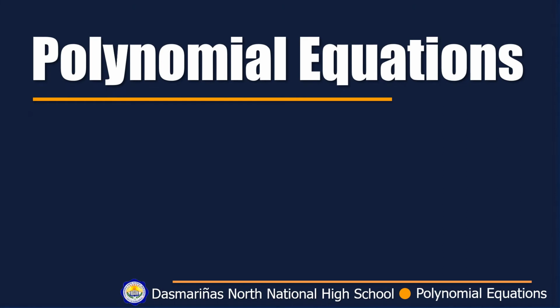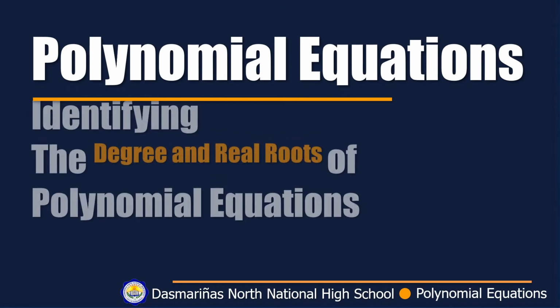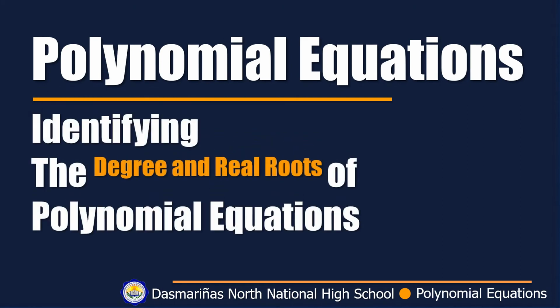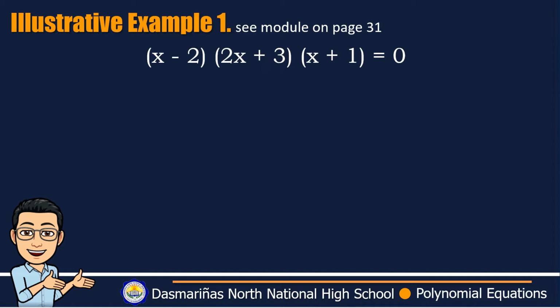Our lesson is polynomial equations and today we're going to learn how to identify the degree and real roots of polynomial equations. See your module on page 31. Under the lesson Polynomial Equations, let's discuss illustrative example number 1. Considering the equation x minus 2 times 2x plus 3 times x plus 1 is equal to 0.